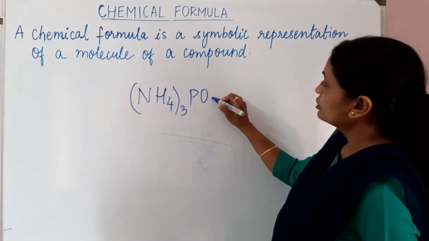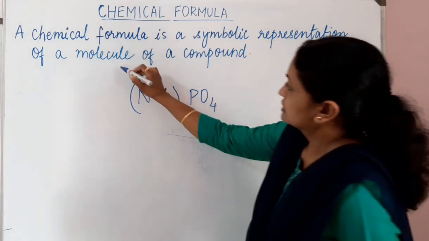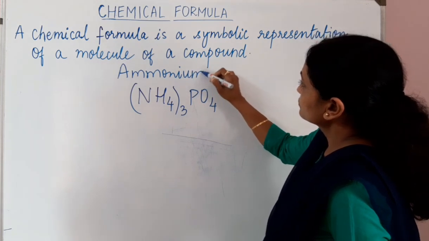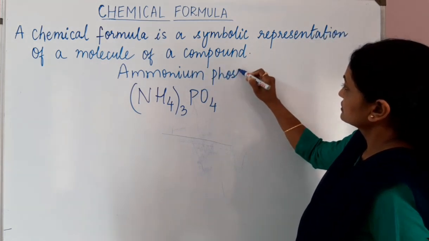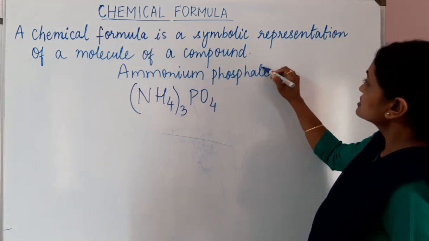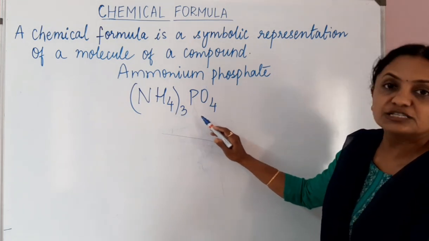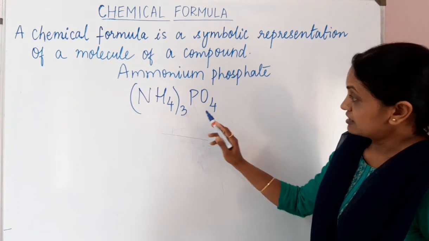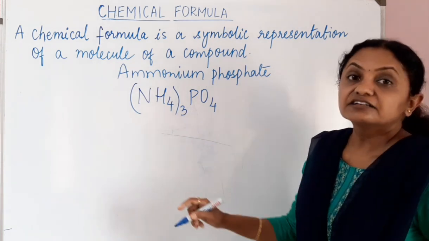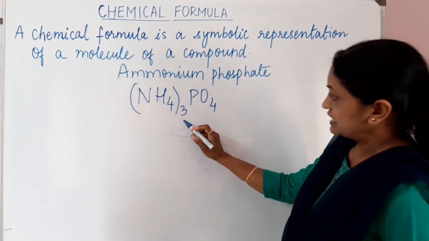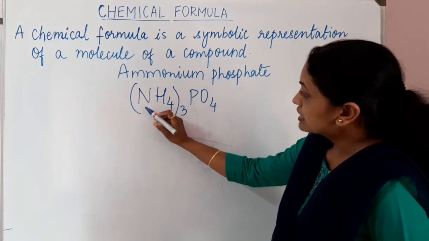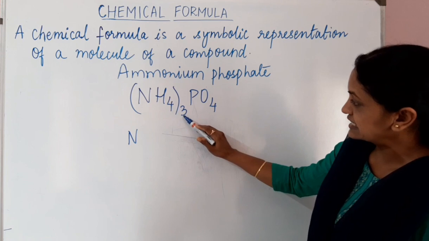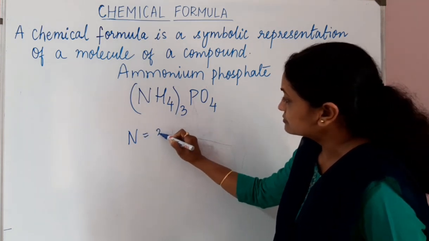Now this is the formula of ammonium phosphate, right? So this is ammonium phosphate. Now this is (NH4)3PO4. Now let us see, this represents the exact number of atoms of each element. So here, how many atoms of nitrogen are there? Nitrogen is 3. So 3 atoms of nitrogen are there.